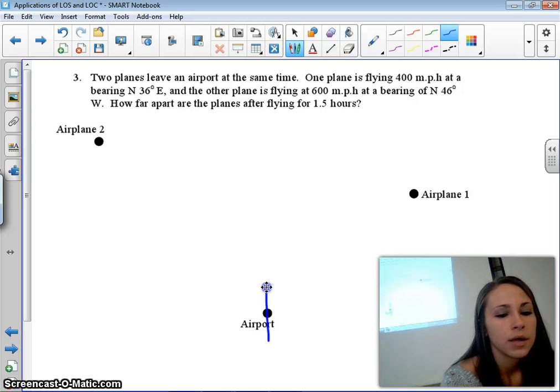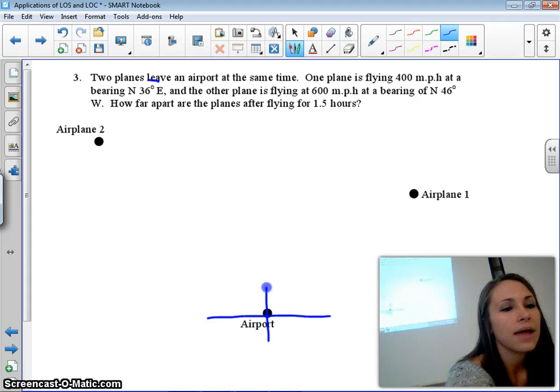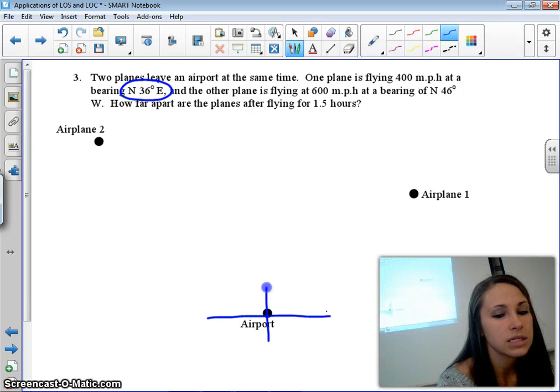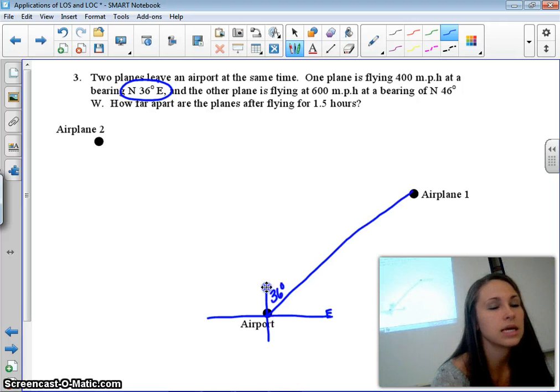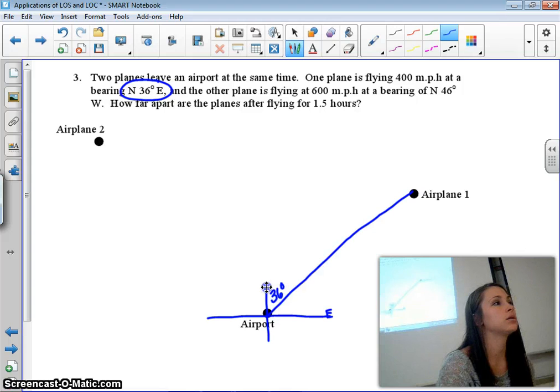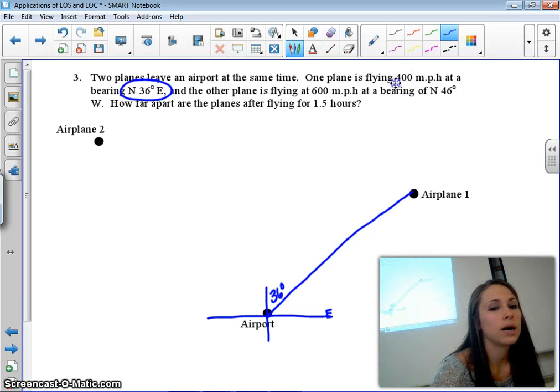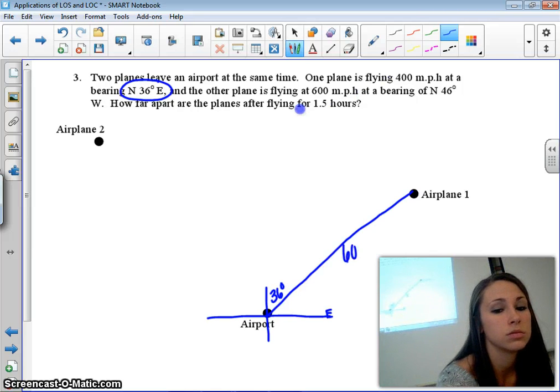So they are leaving the airport. Here's the airport. They're leaving the airport at this bearing, okay? So from the airport, I'm going to go north 36 degrees east. So east is this way. So 36 degrees east would be airplane 1, and that would mean this is 36 degrees. Does that make sense? Alright, I'm going to go ahead and find how far it's gone because this plane flies 400 miles per hour after 1.5 hours, so I'm going to multiply these two numbers, and that's going to give me 600. Is everybody okay with that?